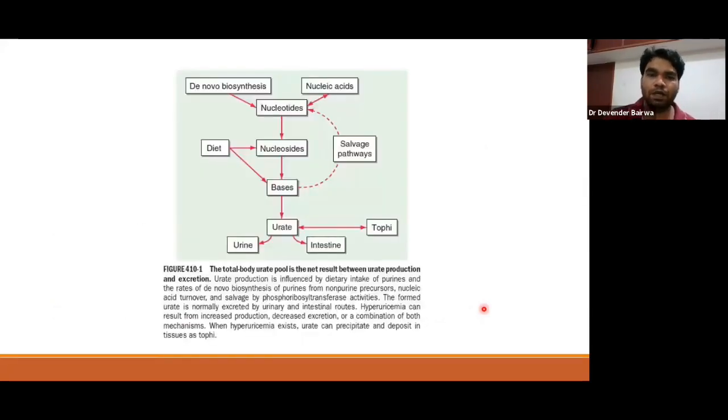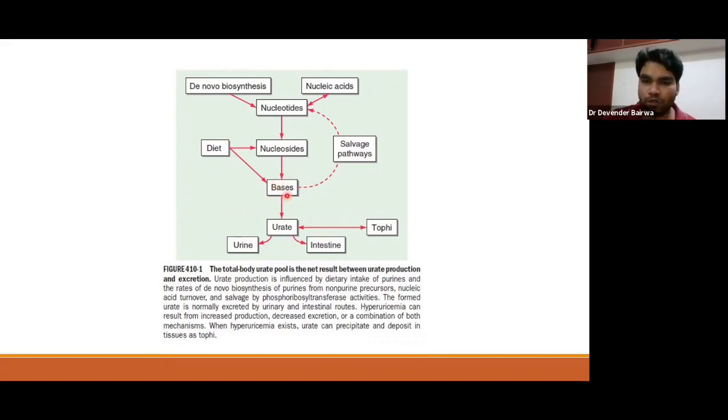Coming to the handling of the total body urate pool, how does it happen in the body? There can be two ways. Either there is de novo biosynthesis, or there is a nucleic acid pool that can go to form nucleotides. And apart from that, we have diet. Diet can provide nucleosides and bases. These nucleotides, when broken down to nucleosides by metabolism, then form bases. Bases means inosine, guanosine, adenosine, all these are there.